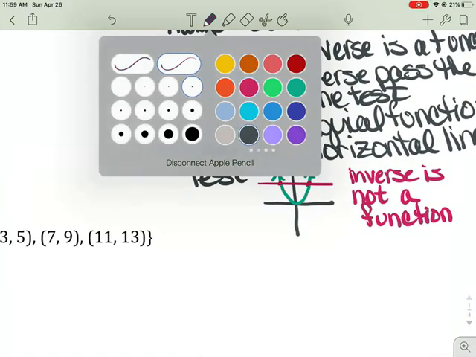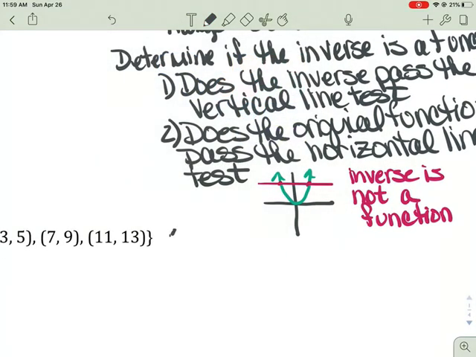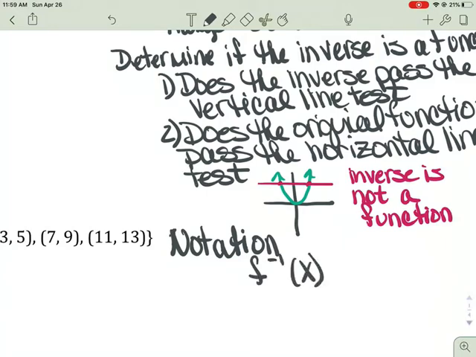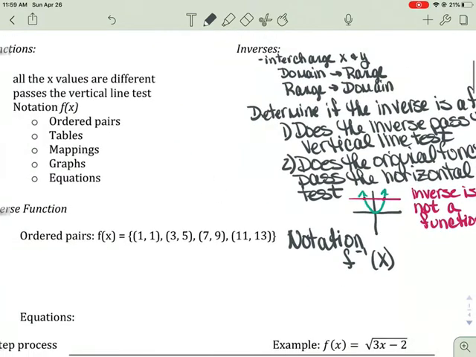Now we have notation for inverses. The notation is f with a little -1, f inverse of x. Now that does not mean 1 over f of x. We're in function world, not exponent land. In functions, that little -1 means this is the inverse. It does not mean put 1 over.